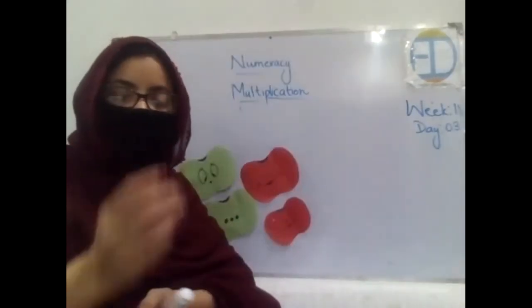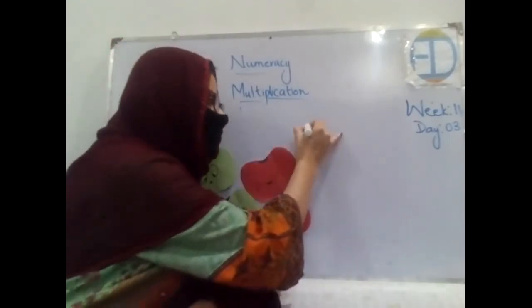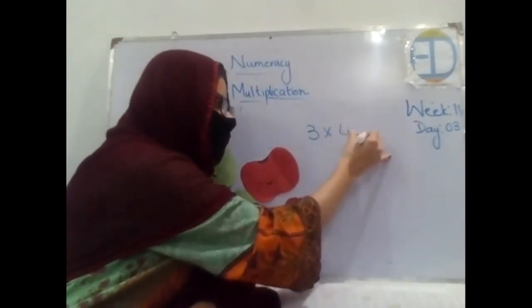Okay. Another way to understand this is, let's say I ask you to find the answer of 3 multiplied by 4, right?